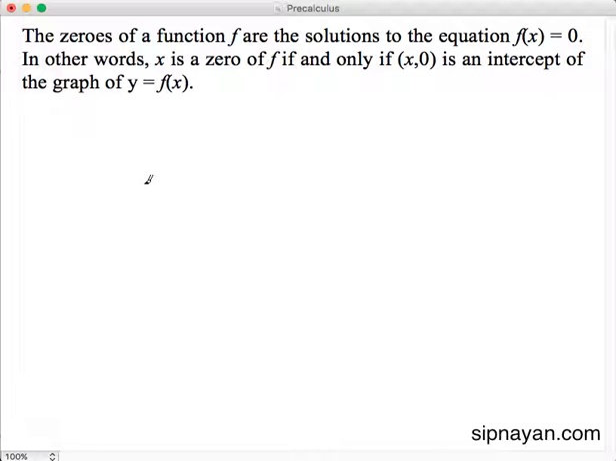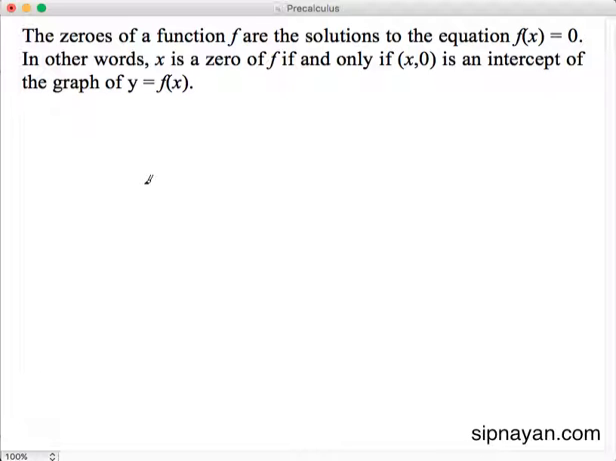In this video, we continue our series about Precalculus, and we will talk about the zeros of a function. So sabi dito sa ating definition, zeros of function f are the solutions to the equation f of x equals 0. In other words, x0 is a zero of f if and only if x0 is an intercept of the graph of y equals f of x. Now, isa-isayin natin, medyo mahaba.